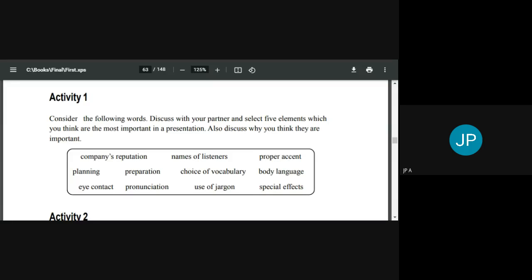So all these things are very important in a presentation. So we have to focus on these things. So if you get a topic, we have to plan our presentation. We have to prepare our presentation. We cannot just go and talk about any topic just by getting a topic. So we have to prepare, we have to plan. So that is why planning and preparation are important.